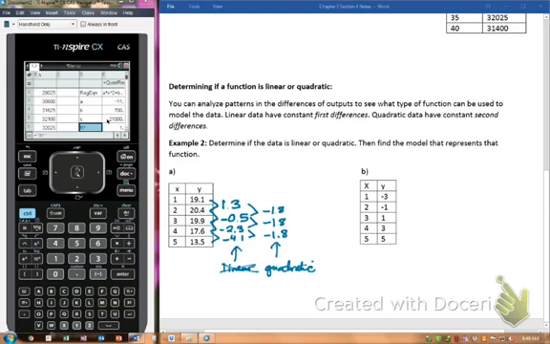Because it's quadratic, I know to find the model that represents the function that's quadratic. I'm going to do that after I figure out B. So let's go over to B and first figure out, is it linear or quadratic? To do this again, you're going to subtract. So you have negative 1 minus negative 3. Negative makes that positive, so negative 1 plus 3, which is 2. 1 minus negative 1 is 1 plus 1, which is 2. 3 minus 1 is 2. 5 minus 3 is 2. Those are all the same, so this is linear.